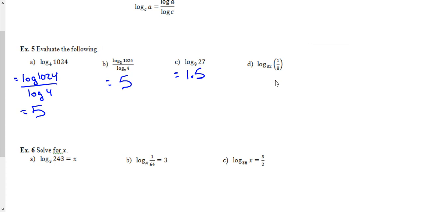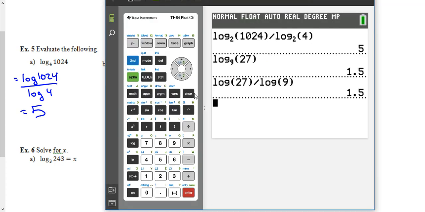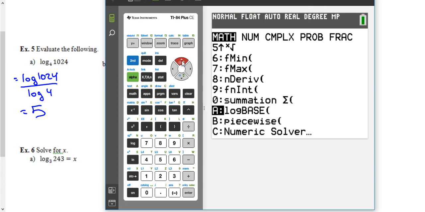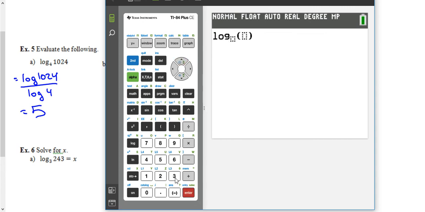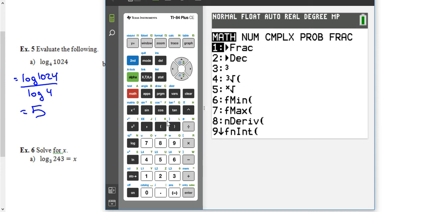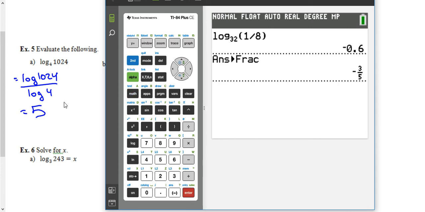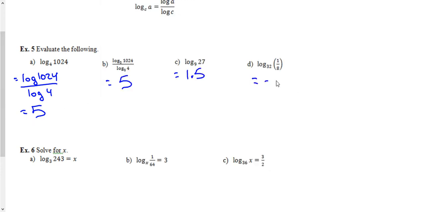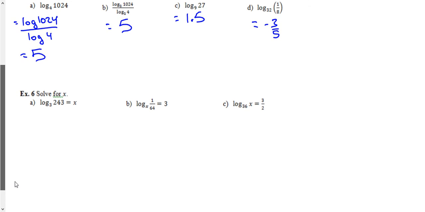For the last one here, we have log base 32 of 1/8. Again, 1 divided by 8 is what I'm typing in. Here we got negative 0.6, which I'm going to convert over to a fraction. There we go, we got negative 3/5. Usually I leave my answer as a fraction rather than a decimal, but be aware for multiple choice, take a look for both answers.